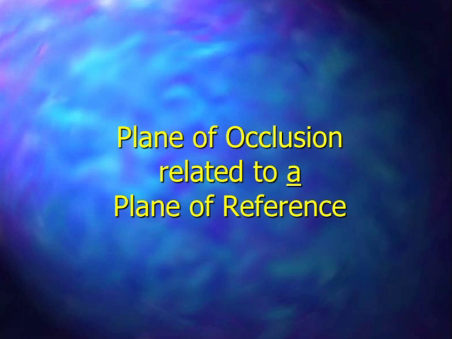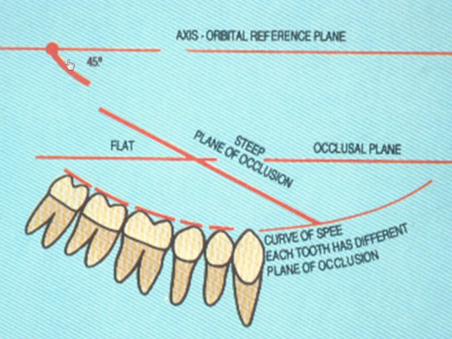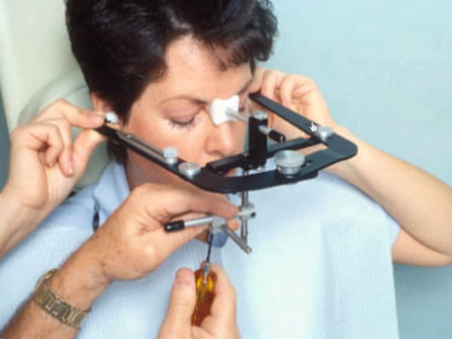Plane of occlusion related to a plane of reference. We do have an axis of the patient and a third point of reference, usually orbitale, which is the lower border of the eye. Then we have steep planes of occlusion, we have flat planes of occlusion, and we have even reverse plane of occlusion situations. So we want to capture the axis of the patient as well as the plane of their occlusion related to a plane of reference. And we do this with a Facebow.